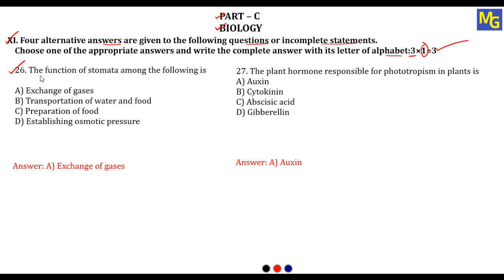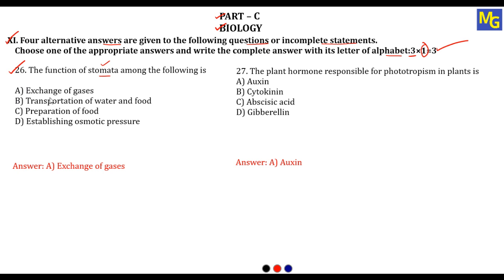Let's read the question. The function of stomata among the following is. So here we have to find out the function of stomata. What is this stomata? Stomata are nothing but the small pores present on the upper epidermis as well as on the lower epidermis of the leaf, and some amount of stomata we can also see on the stem, but maximum stomata we can see on the leaf. So what is the role of this stomata? What is the function? So let's see the options.